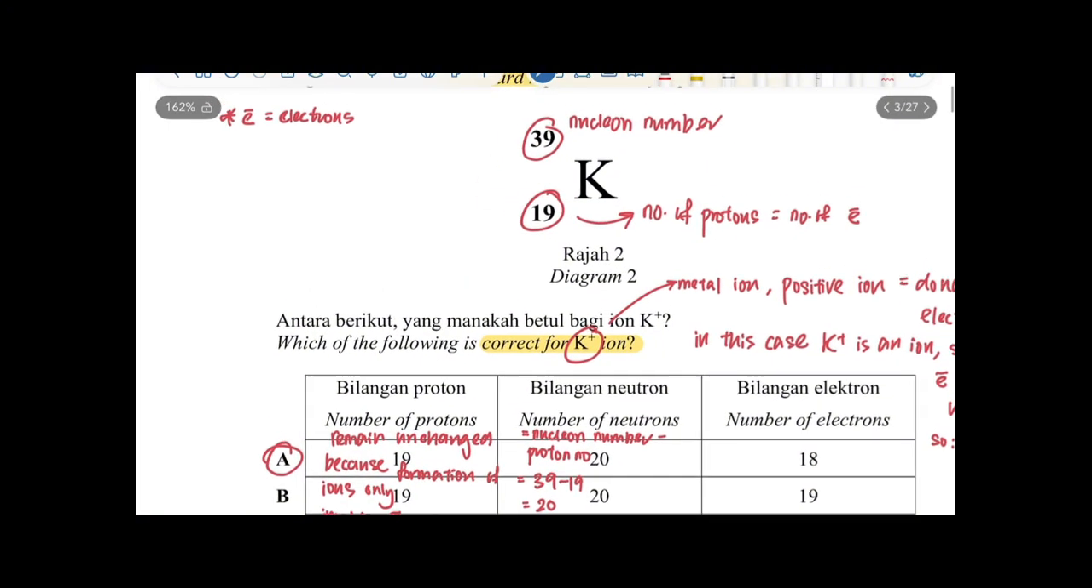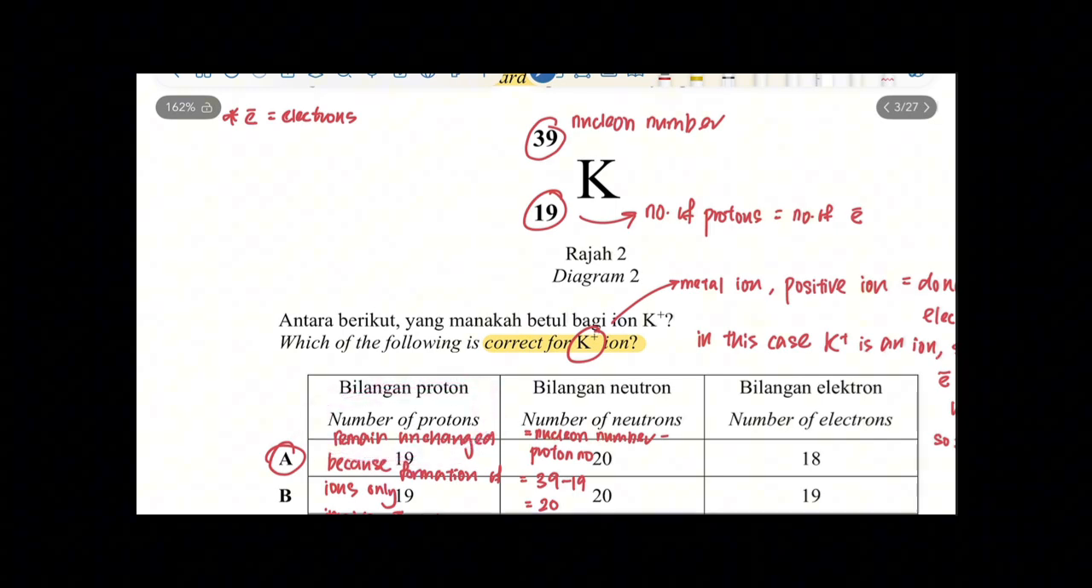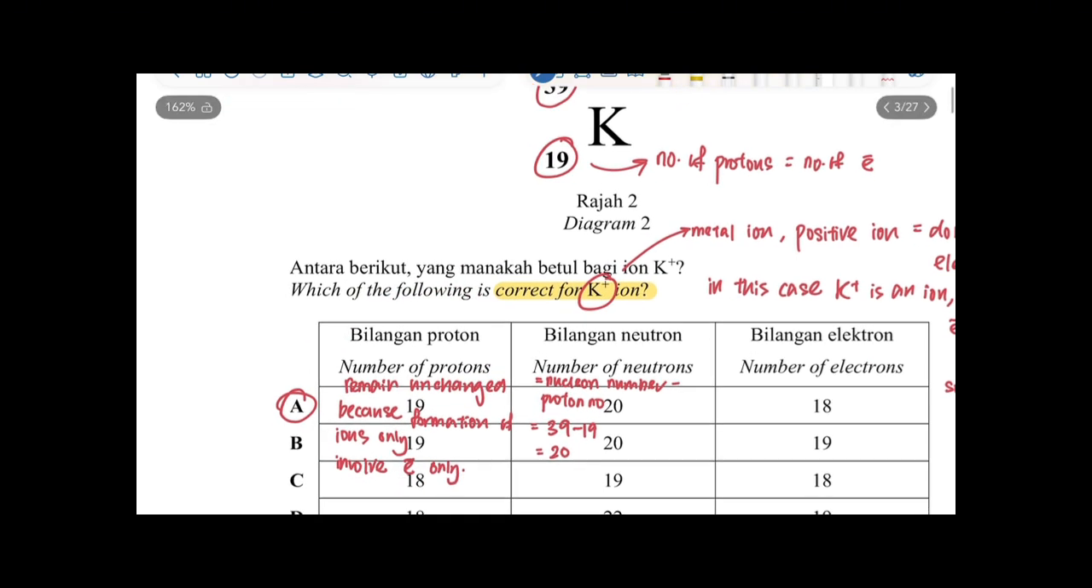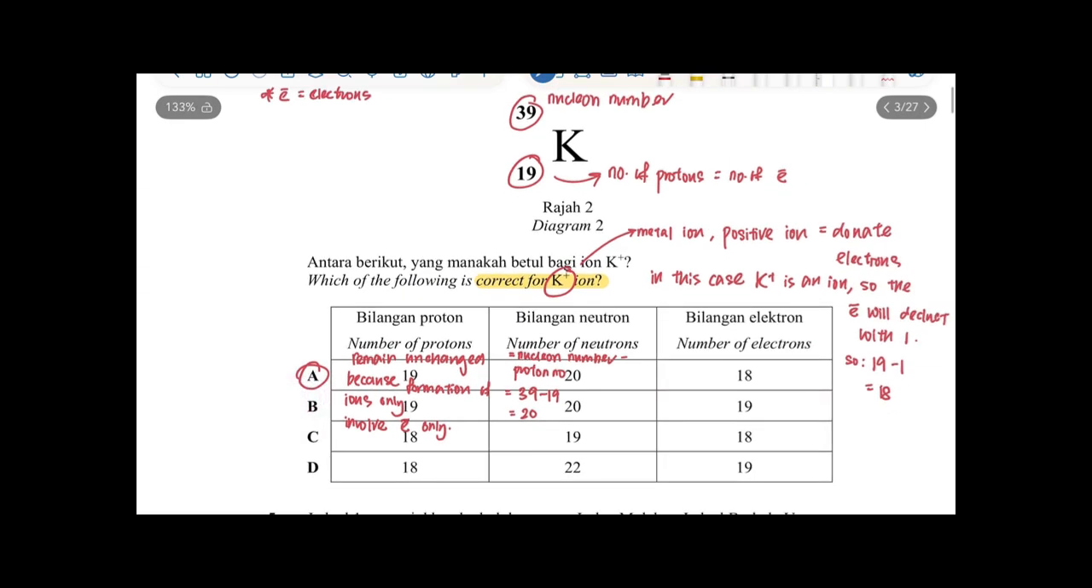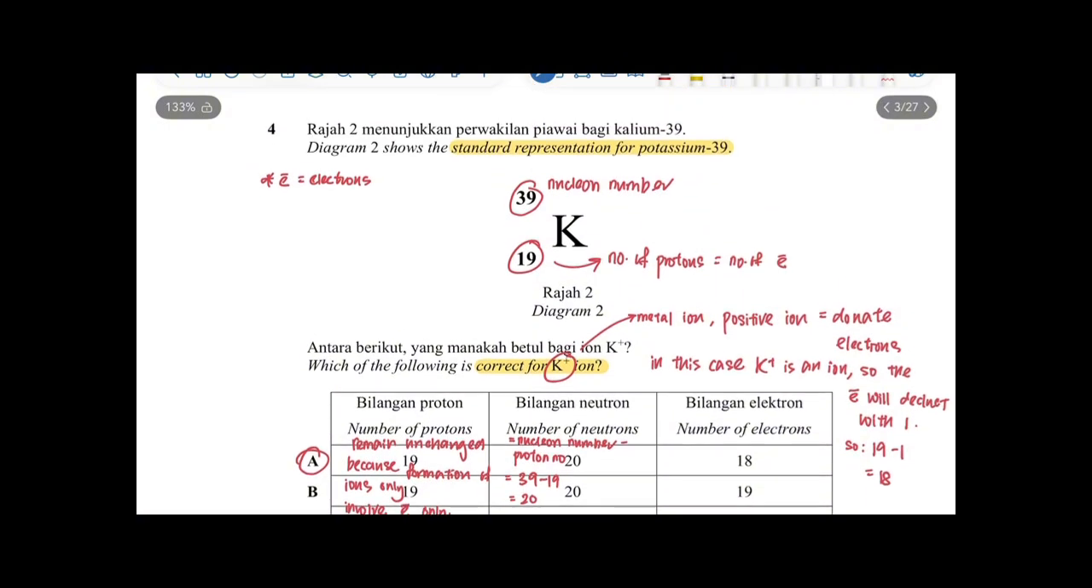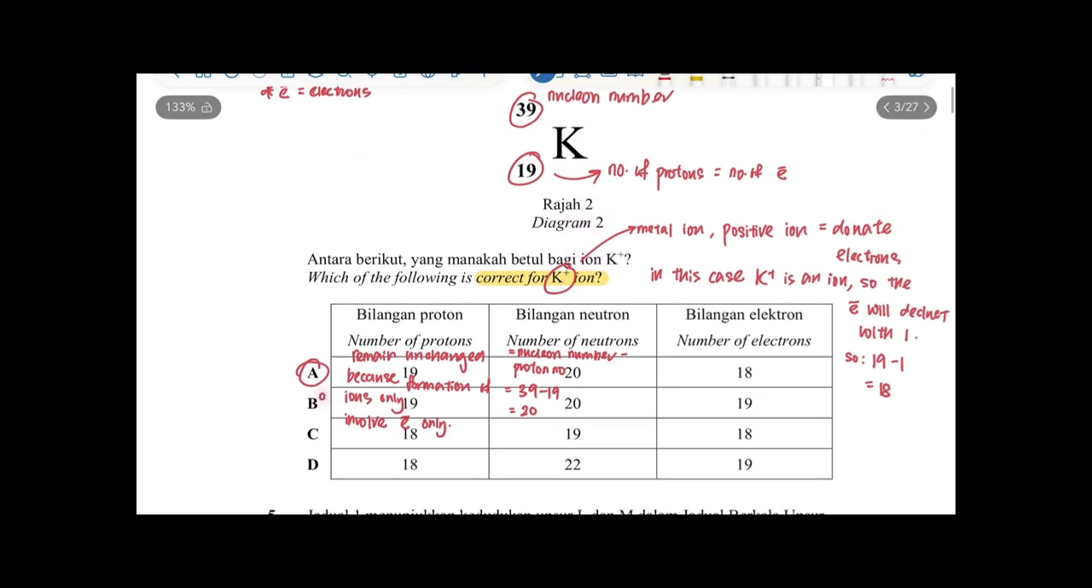For the number of protons, it doesn't involve any changes because it is not involved in donating or accepting electrons. It is fixed in the nucleus. So the answer would be A: the number of protons is 19, the number of neutrons is 20, and the number of electrons is 19 minus 1, which is 18. If the question is asking which of the following is correct for K, then the answer would be B, because one is a metal, or we say element, and the other is an ion. So for the ion, they are not the same.